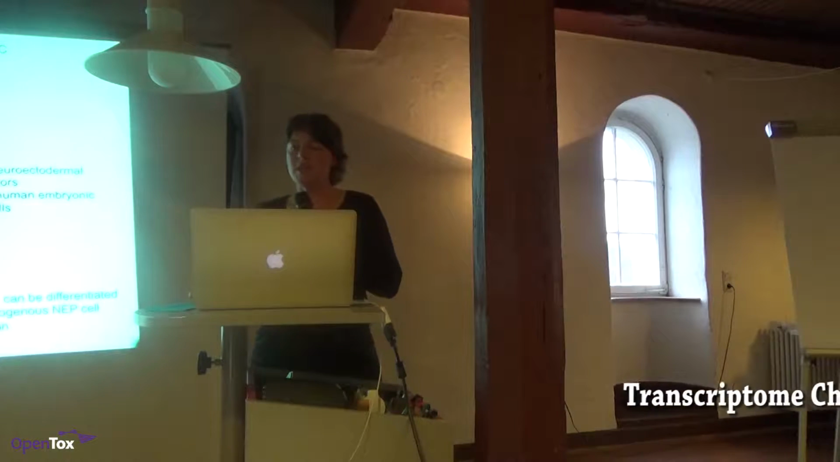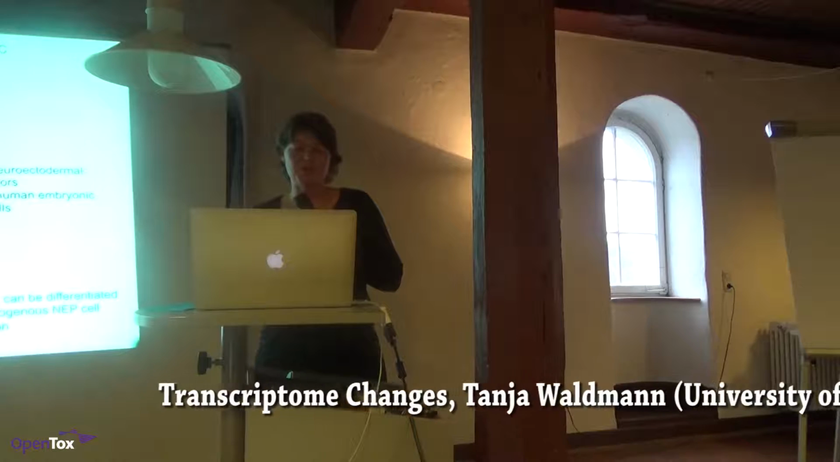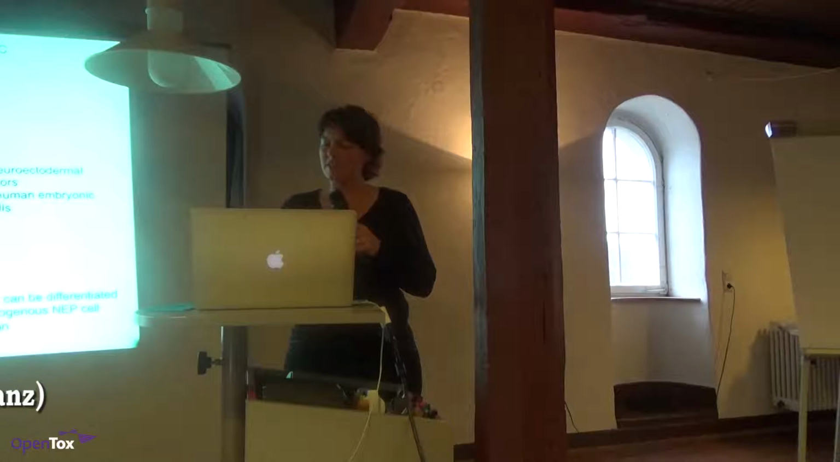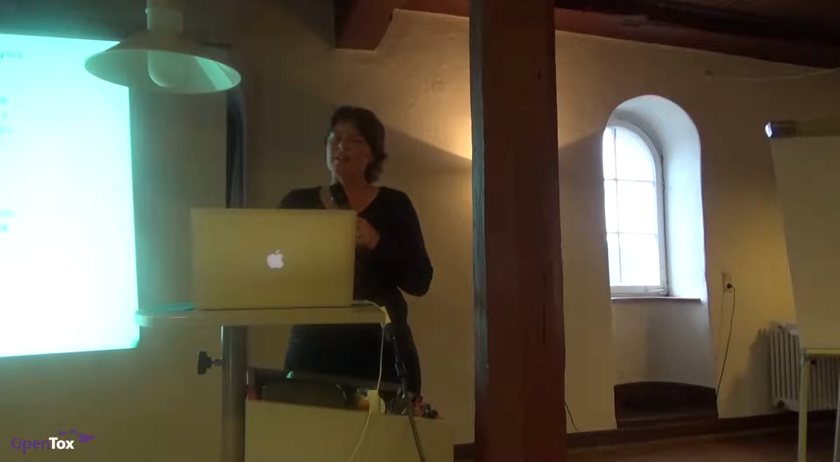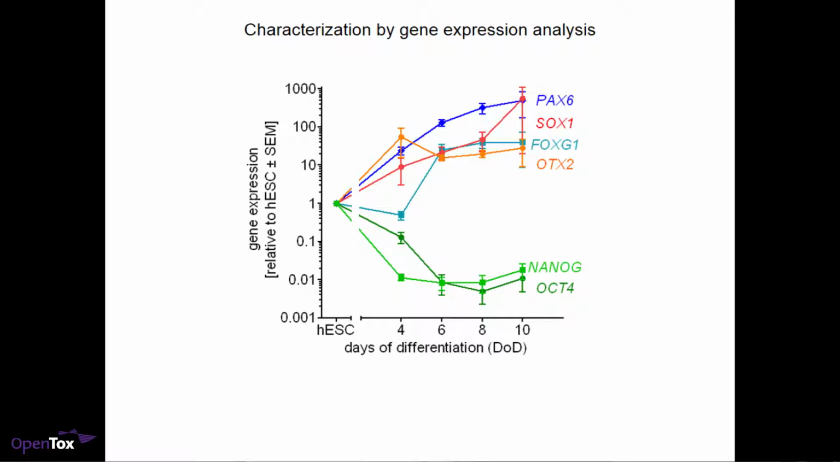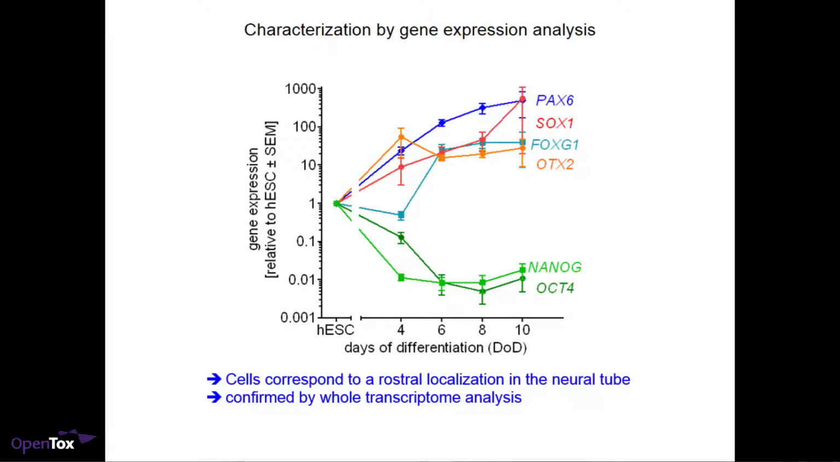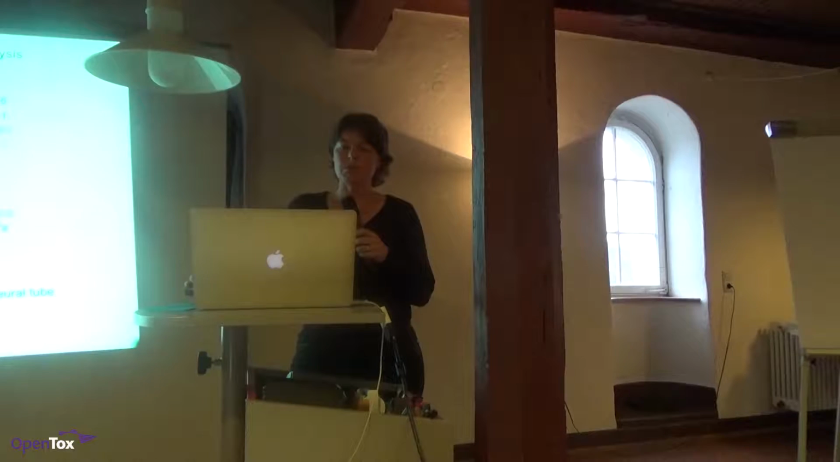We have further characterization, but due to time limitations I did not show all the stainings and quantifications. There is a little characterization by gene expression analysis. As expected, the pluripotency markers such as NANOG and OCT4 are strongly downregulated, whereas neuronal markers are upregulated. Together with a whole transcriptome analysis on the Affymetrix platform, we can say that the cells correspond to a rostral localization in the neural tube around neural tube closure.